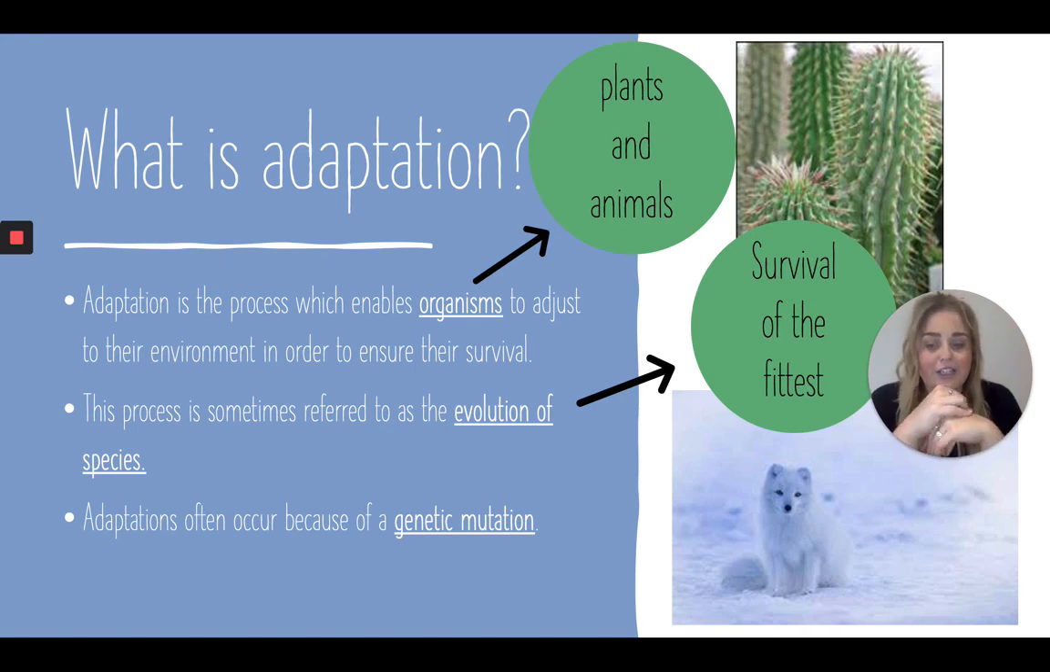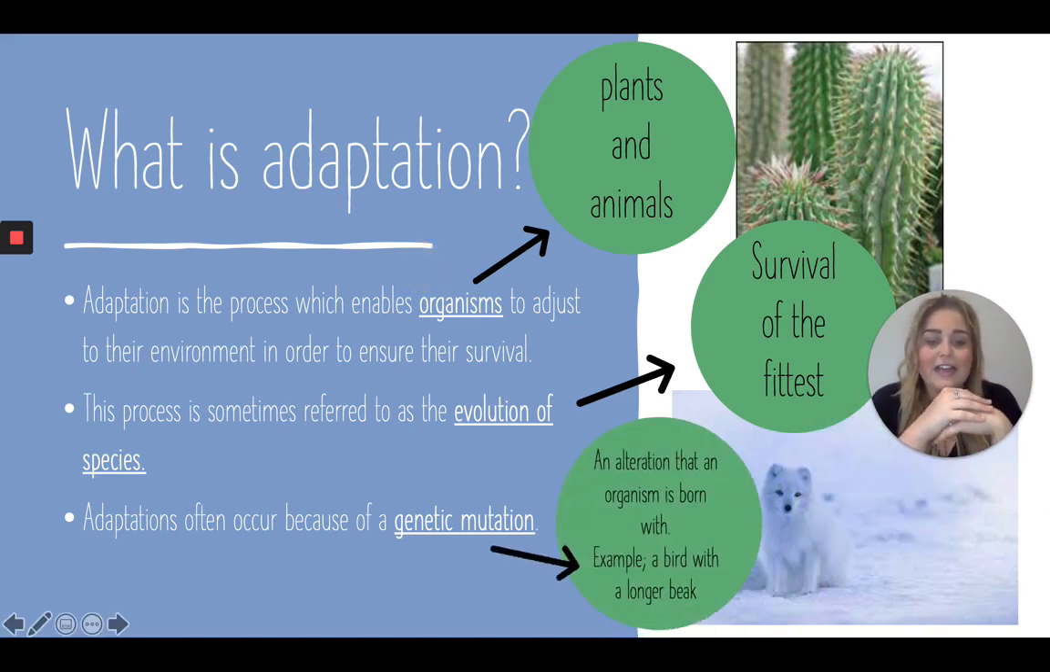So adaptations often occur because of a genetic mutation. So that is something that an organism, so a plant or animal, is born with. For example, we have a bird with maybe a longer beak, so it's able to get its food a lot easier. So that one would survive as opposed to one with a shorter beak.